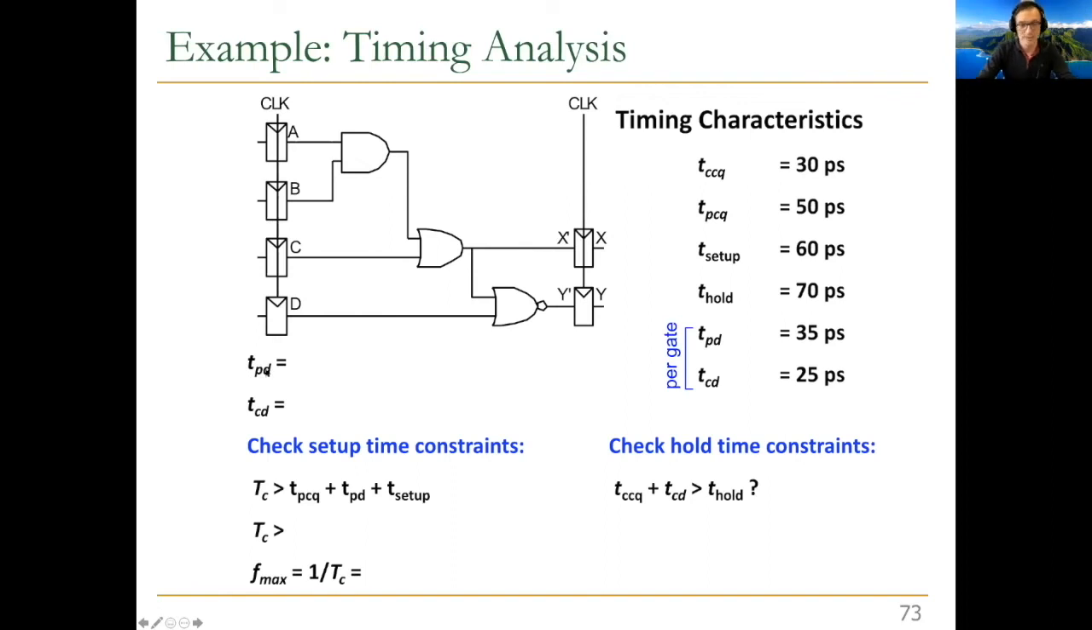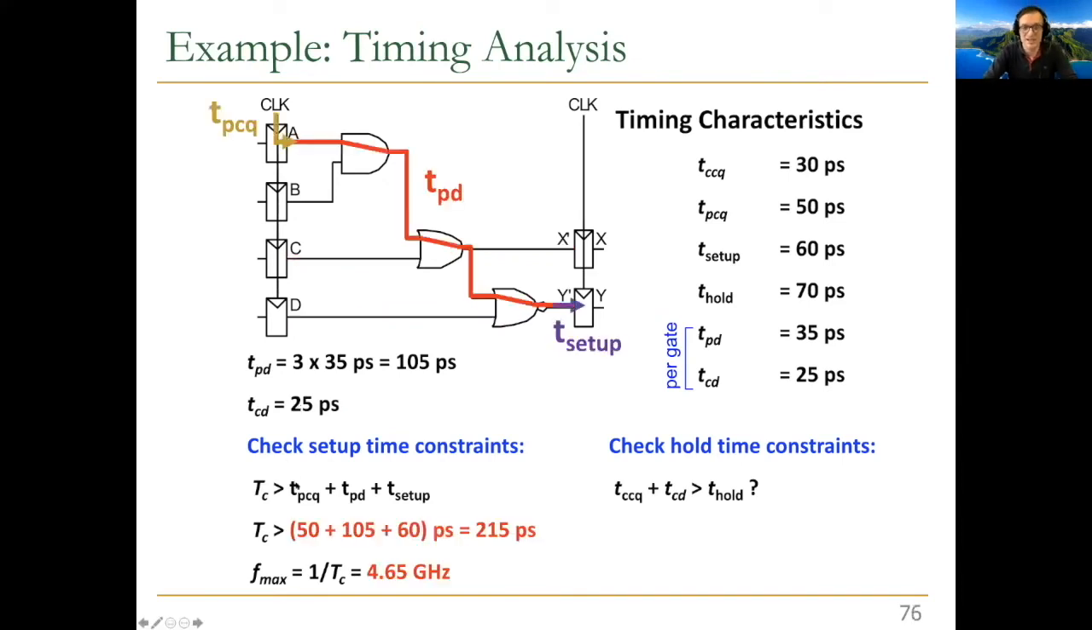So what is the PD? PD is essentially 3 times 35 picoseconds, 3 gate delays, 105 picoseconds. CD, which is the contamination or shortest path delay, is really 25 picoseconds. It happens in 2 possible cases. Okay, so now we plug the numbers into the equations. Our clock cycle time should be greater than TPCQ, the maximum clock to Q delay, plus the maximum propagation delay through the combinational logic, plus the setup time, which is 215 picoseconds.